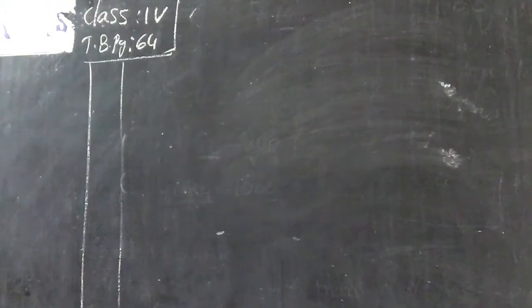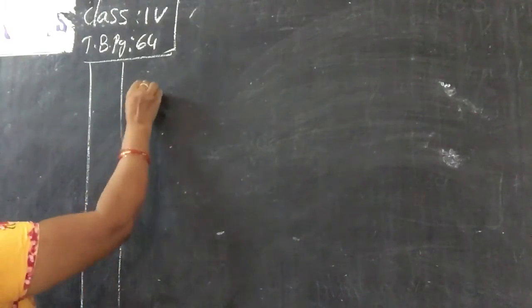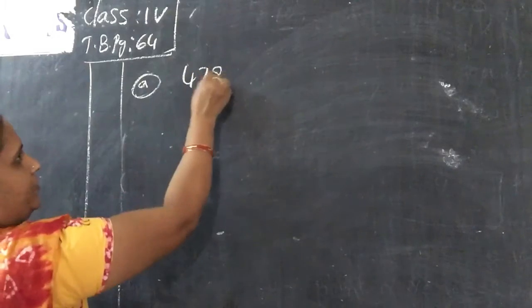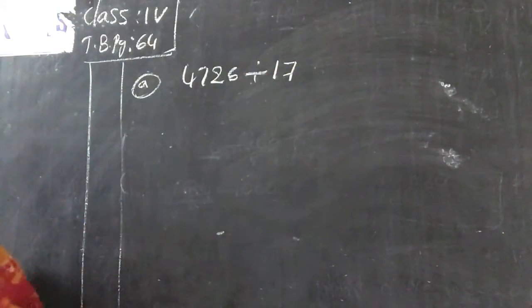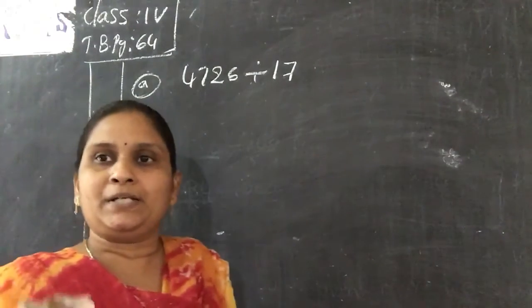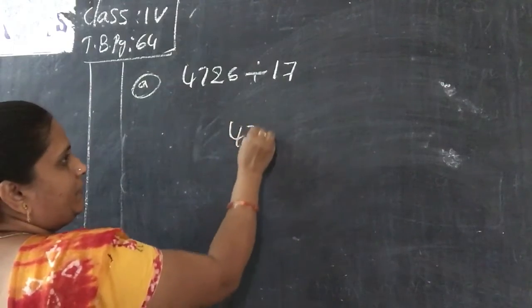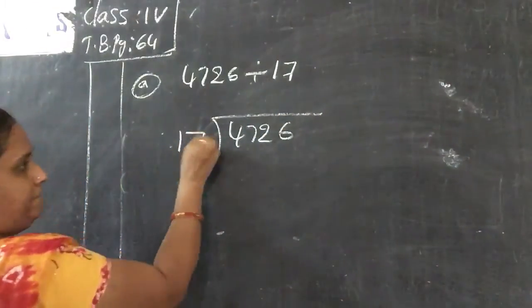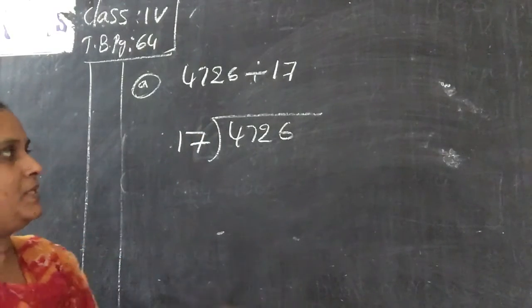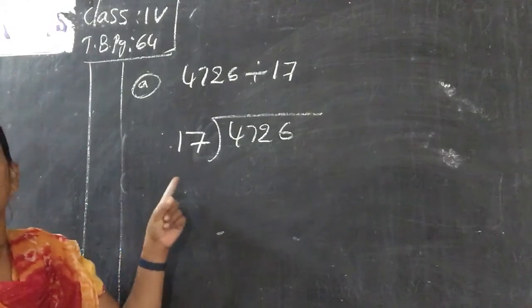While doing section 2, you have to learn and revise all the tables, children. 4,726 divided by 17. Have to find the quotient and the remainder. So 4,726 divided by 17. Okay, 17 3s are 51.